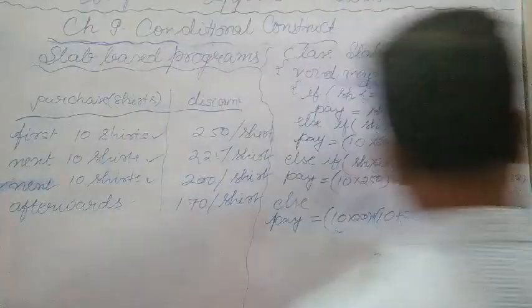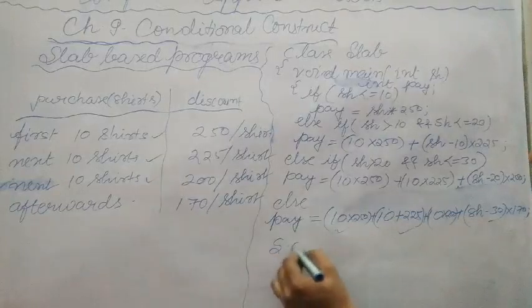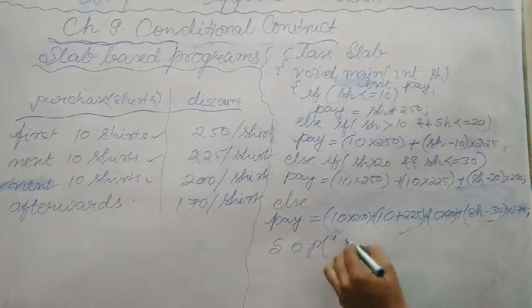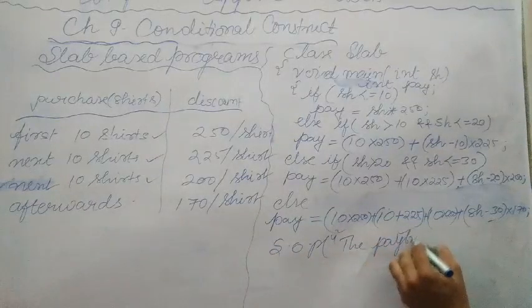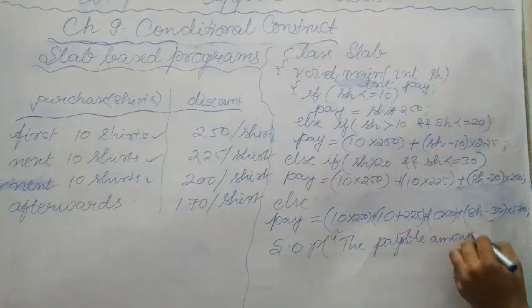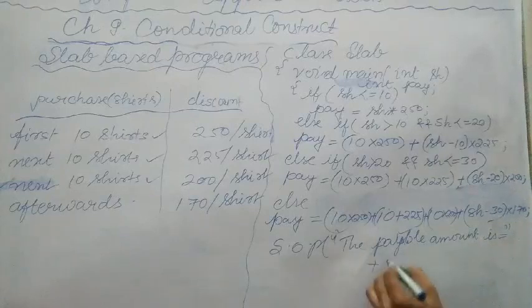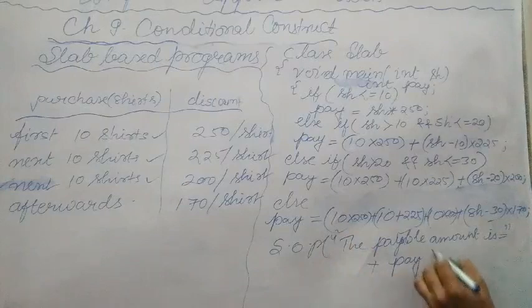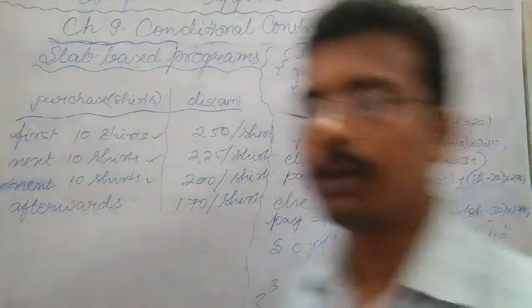After doing all this, you now need to print the final result. You will print this way: System.out.print the payable amount is equal to, and you can print pay. So this is the example of slab based programming.